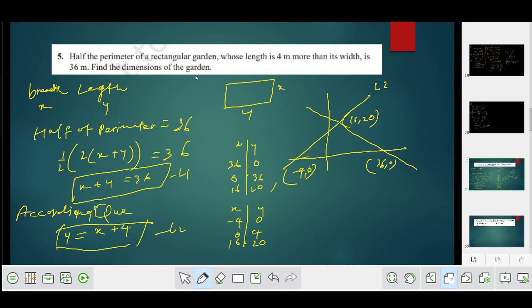Find the dimension of the garden. Dimension of the garden 16 and 20 will be. This is x, this is y, this is breadth, this is the length.